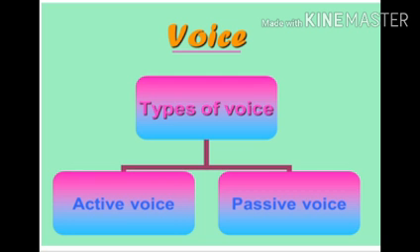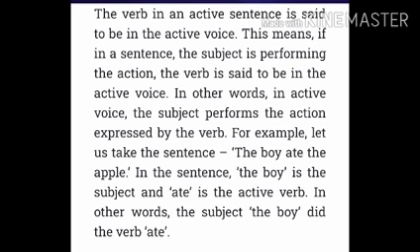Based on that, there are two types of voices in English. They are active and passive. The verb in an active sentence is said to be in the active voice. This means if in a sentence the subject is performing the action, the verb is said to be in the active voice. In other words, in active voice, the subject performs the action expressed by the verb.